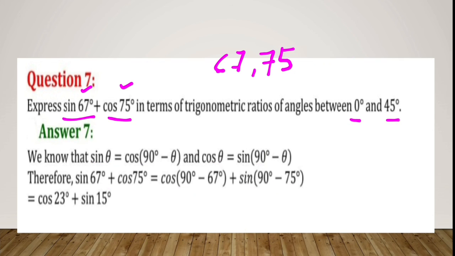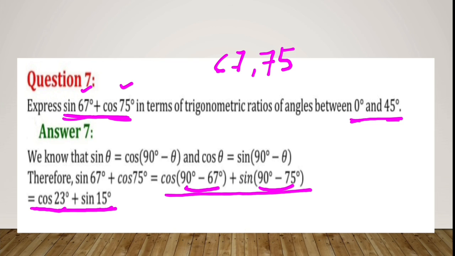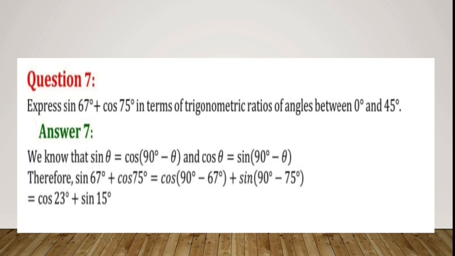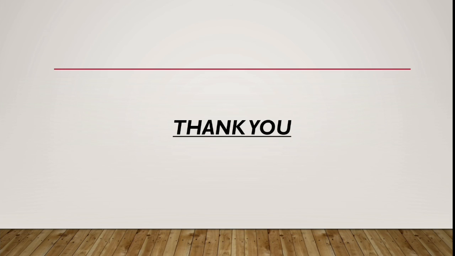Now if you do the subtraction under this bracket, 90 minus 67 will be 23 and 90 minus 75 will be 15. That means this whole expression transformed to cos 23 plus sin 15, where the angles are between 0 and 45. Okay, in this way you have to transform this expression into trigonometric ratios where the angles are between 0 and 45. Okay, this is the solution of question number 7. So this is all for today. Okay, thank you everyone.